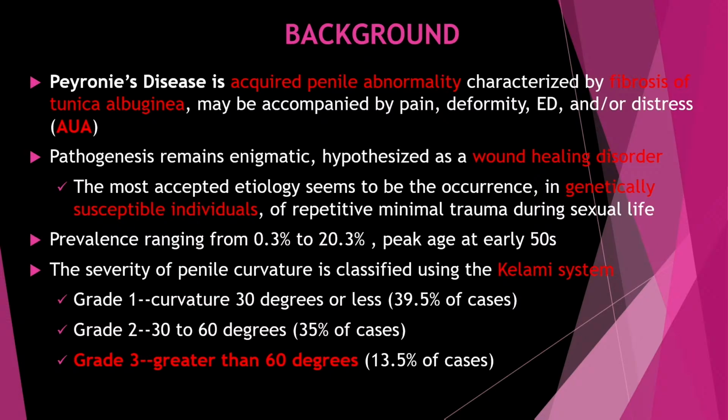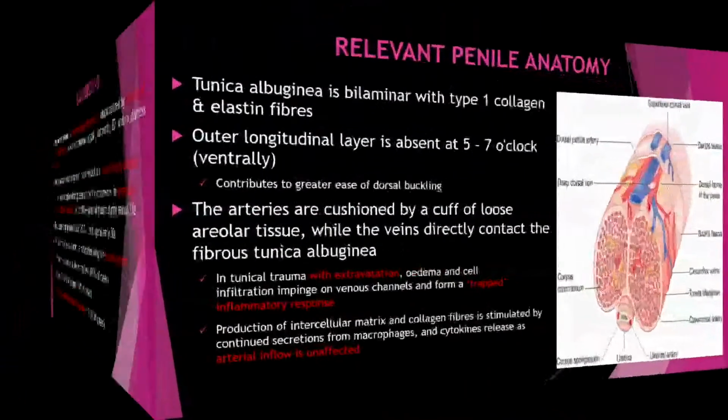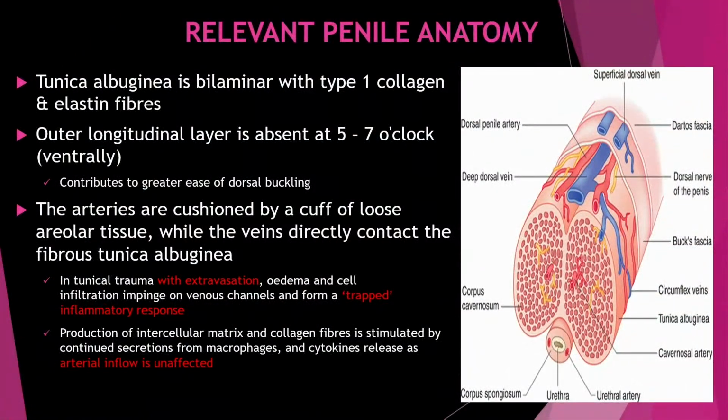In only 13.5% do we get severe Peyronie's disease. If we go shortly to relevant anatomy, the tunica albuginea is in 2 layers and usually is composed of type 1 collagen and elastin. Of note is that ventrally, the outer longitudinal layer is missing, and that contributes to ease of buckling of that layer of the tunica albuginea dorsally.